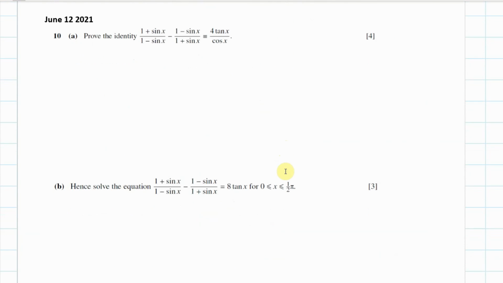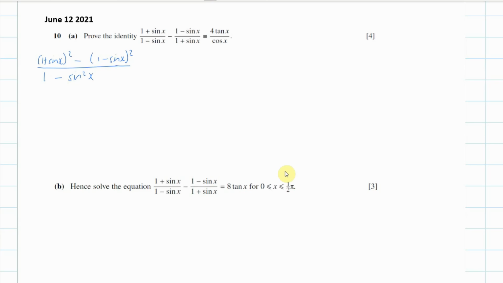Moving on to the paper June 1-2. So for this one, I've got to prove an identity. Now let's just have a quick squiz. What are we trying to achieve here? We need a cos x on the bottom. And I'm thinking we're going to just cross multiply, because on the bottom we'll end up with 1 minus sine squared x, which is going to give us cos squared x. And on the top we're going to get a little bit more complicated. We're going to have (1 plus sine x) squared minus (1 minus sine x) squared.